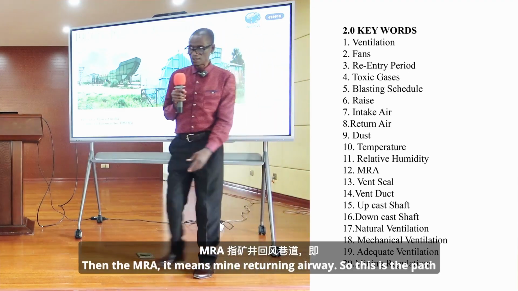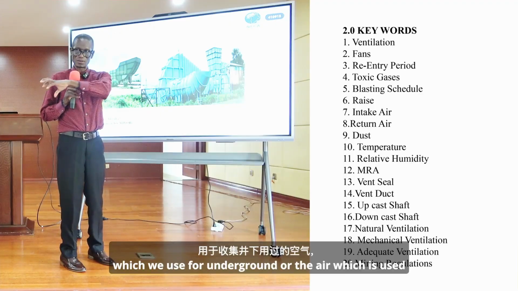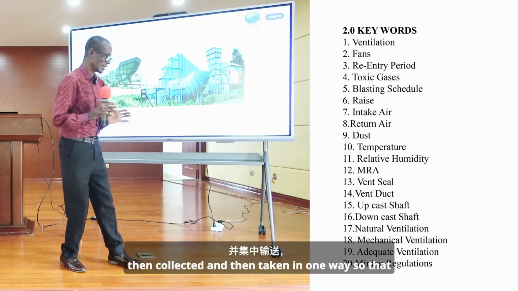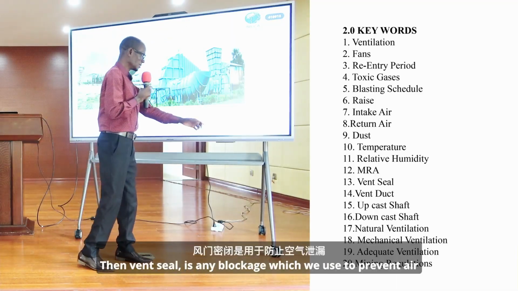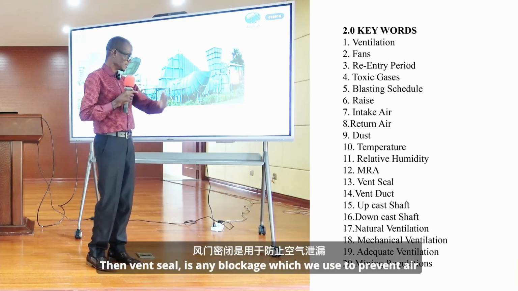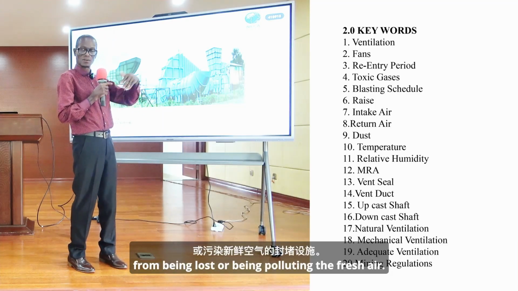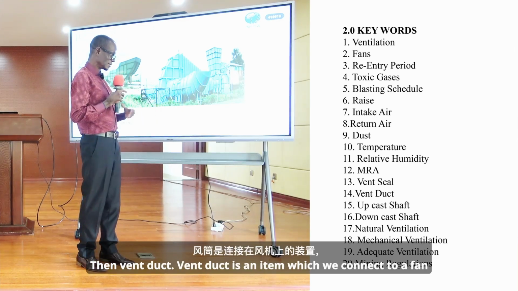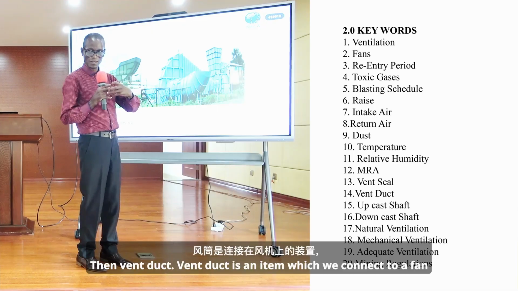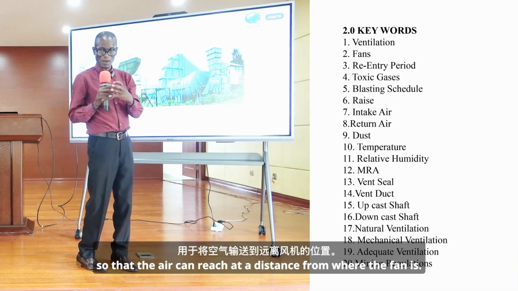This is the path which we use underground for all the air which is used, collected, and then taken in one way so that it can go up to surface. Then vent seal is any blockage which we use to prevent air from being lost or polluting the fresh air. Then vent duct. A vent duct is an item which we connect to a fan so that the air can reach a distance from where the fan is.